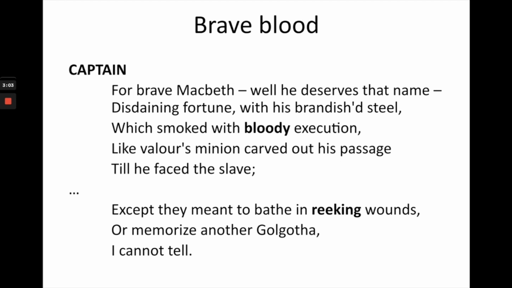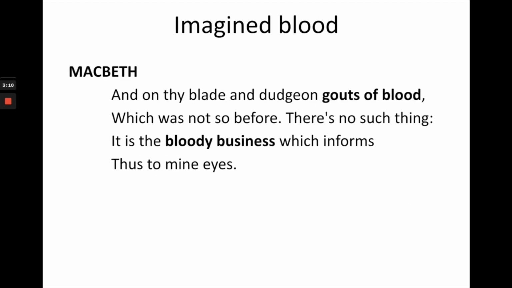By Act 2, Scene 1, Macbeth has imagined blood that symbolises his ambitious desire to secure the throne, his intention to use violence for immoral ends. In his soliloquy before the murder of Duncan, Macbeth says this, "And on thy blade and dudgeon gouts of blood, which was not so before. There's no such thing. It is the bloody business which informs thus to mine eyes." Here the blade, this imagined dagger, is leading Macbeth to commit this act of regicide.